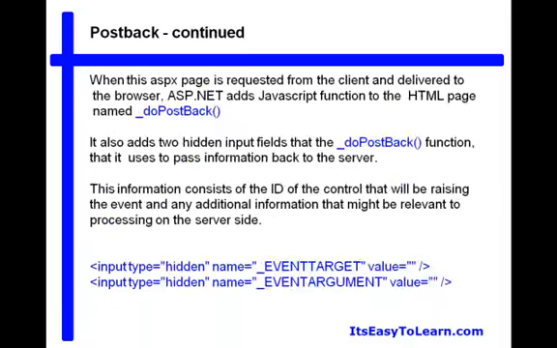So how does postback happen? It is very transparent to the user. When an ASP page is requested from the client and delivered to the browser, remember the server adds the view state. Similarly, it also adds a JavaScript function called doPostBack, and it adds two hidden input fields. This JavaScript function will automatically post the changes to the server. So in a nutshell, postback happens transparently to the user.